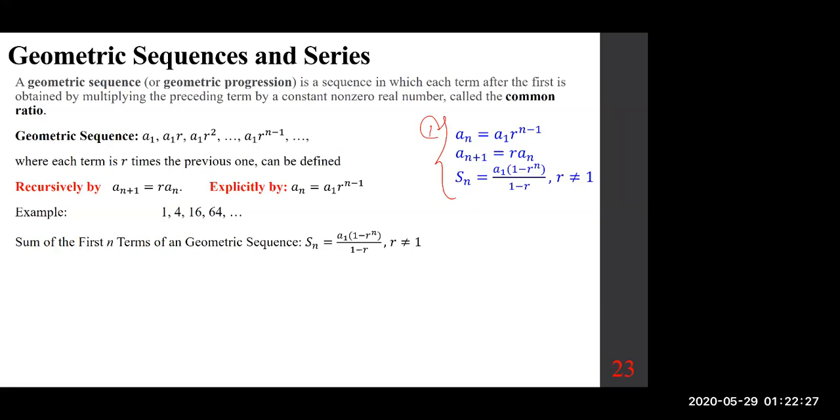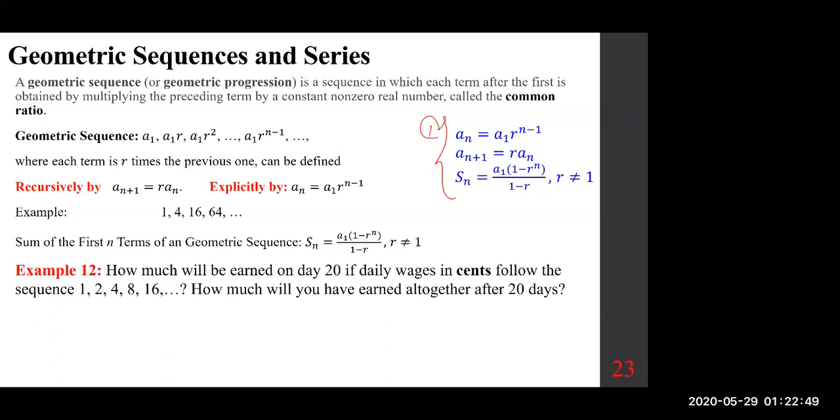Now something interesting happens in this case. And by the way, the proof, I have put the proof for you somewhere if you want to study that. If r is between -1 and 1, this thing becomes very interesting. I'll show you as we come across it in a moment. All right, so here's an example. How much will be earned on day 20 if daily wages in cents follow the sequence 1, 2, 4, 8? In other words, we are doubling. How much will you have earned altogether after 20 days?